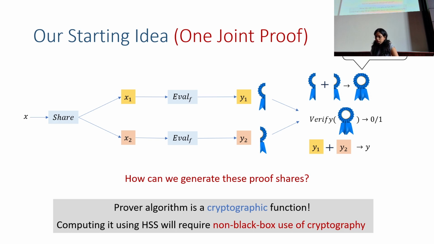However, I want to emphasize that since these proof shares need to be computed non-interactively and in a distributed manner, using homomorphic secret sharing in some way or the other is our only hope here. And so in the next few slides, I'm going to show what ideas we developed to implement this idea without making any black box use of cryptography.